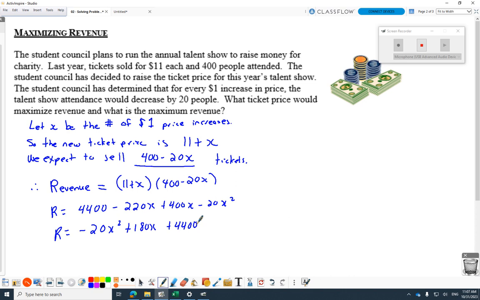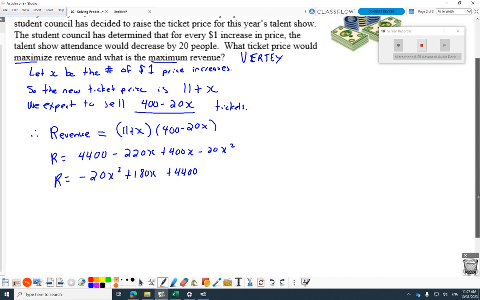We want the vertex. And what word in this question triggers us to find the vertex? Yeah, as soon as you see maximize, you're thinking vertex. I'm going to go through the whole process and talk about the vertex again. But to find the vertex, we need to be in vertex form. To get into vertex form, we need to complete the square. Here are the steps to complete the square.